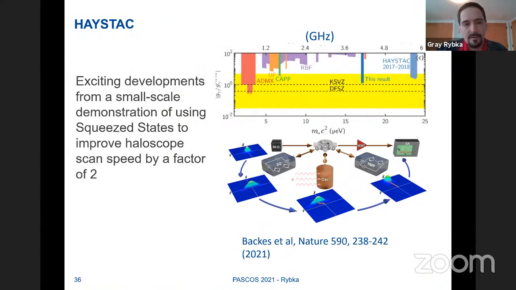Other exciting experiments to look at: Haystack. It's a small experiment, but they're demonstrating some really neat technologies. They've demonstrated the use of quantum squeezing to increase their scan speed by a factor of 2. This is something that will probably trickle its way into the larger axion experiments in the near future.